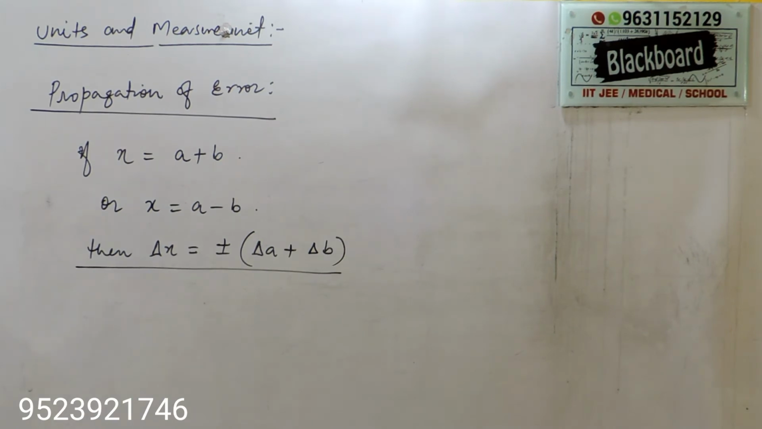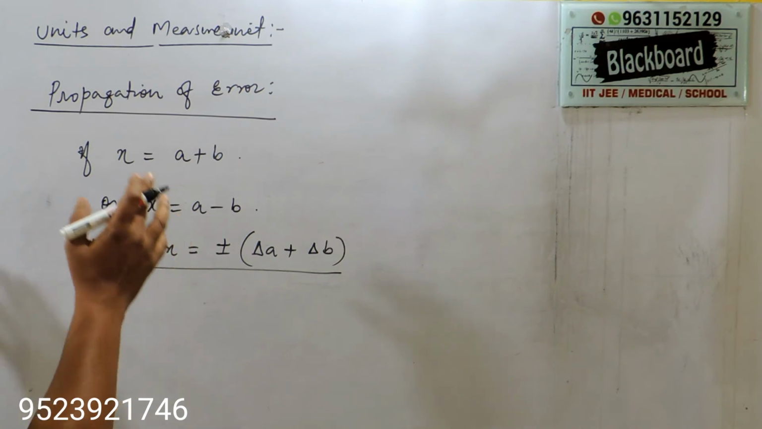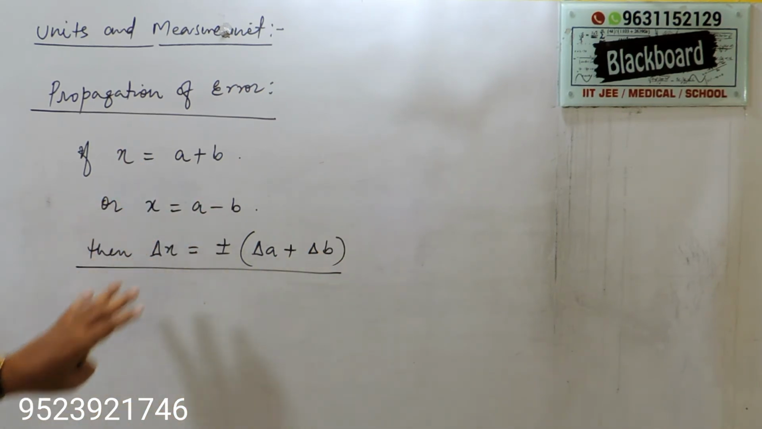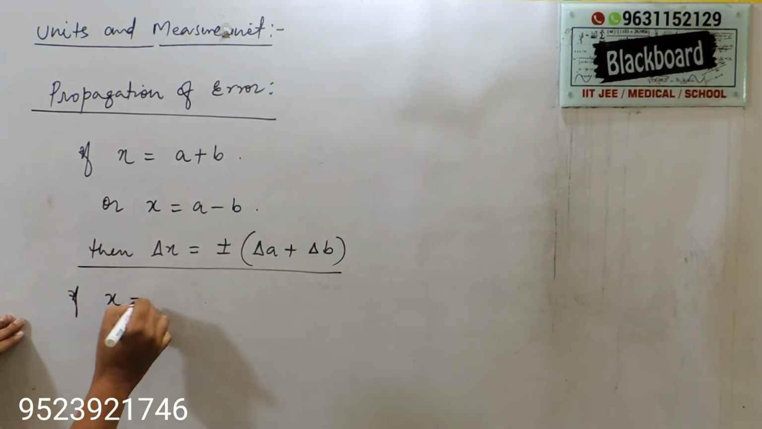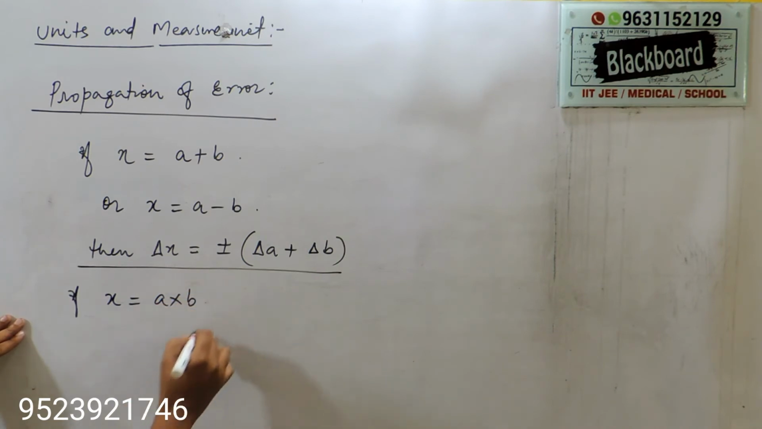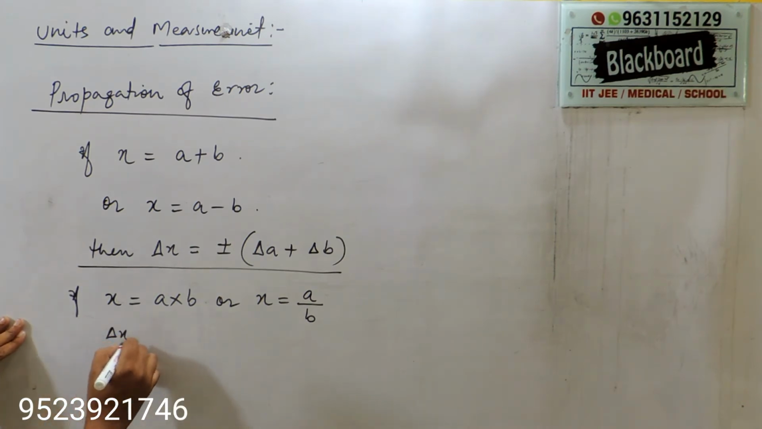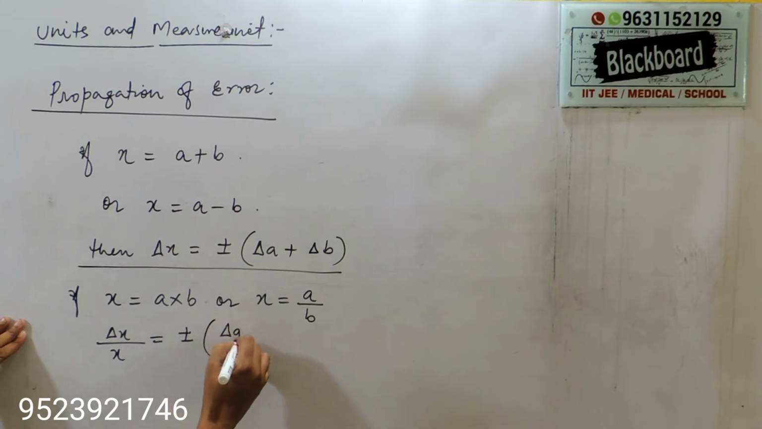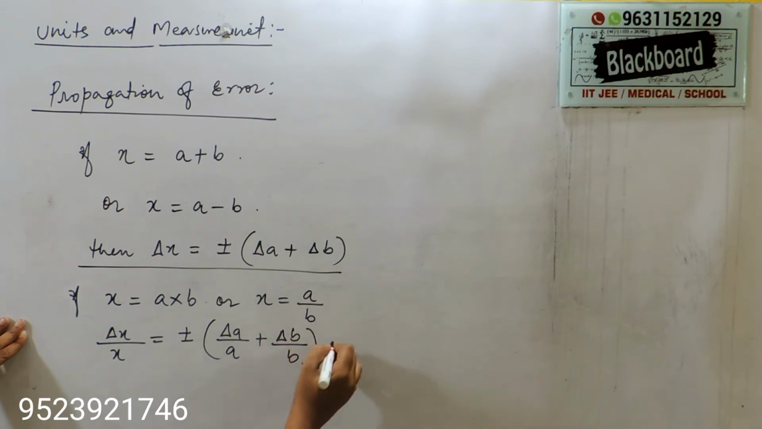Now, error in product or division. Maximum fractional error in product or division of quantities is equal to the sum of the fractional errors in individual quantities. If x is equal to A into B, or x is equal to A by B, then you can write del x by x is equal to plus minus, del A by A plus del B by B.